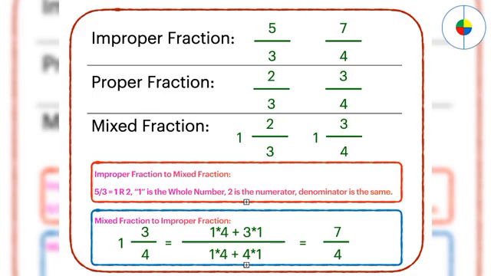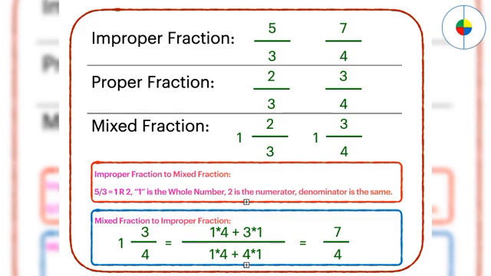To convert an improper fraction to a mixed fraction, you only need to do a simple division. The quotient will become the whole number and the remainder will become the numerator, while there is no change to the denominator. For example, 25 over 8 equals 3 with remainder 1, so it can be converted to a mixed fraction. To convert a mixed fraction to an improper fraction, you only need to do a simple conversion.